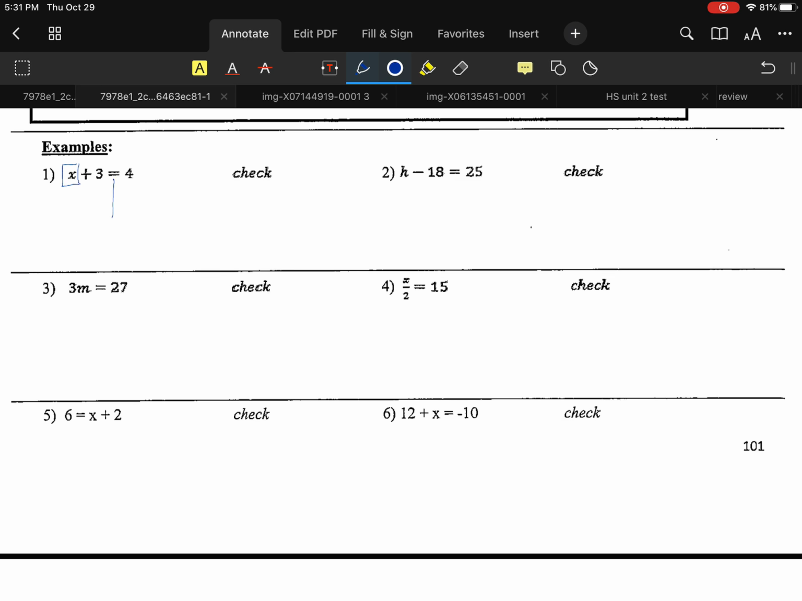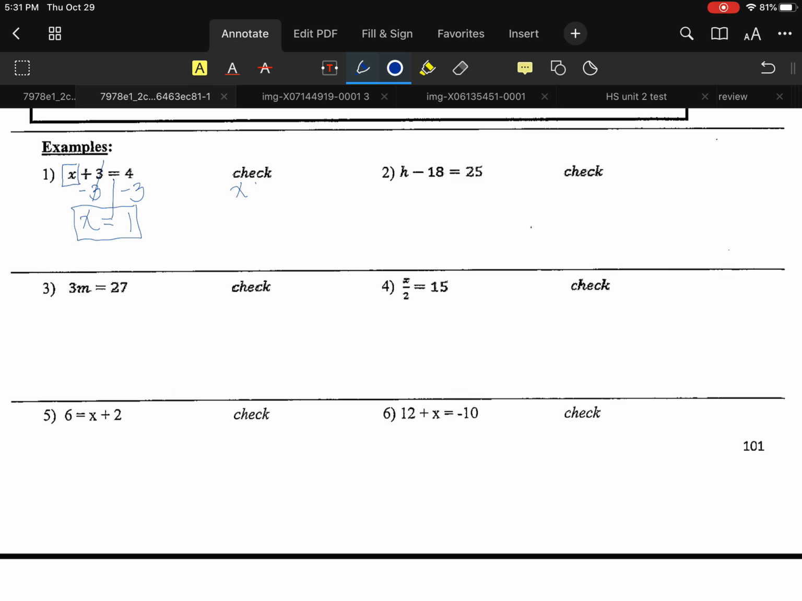So we're going to use opposite operations. The opposite of adding 3 is to subtract 3. In order to do that and keep it balanced, whatever you do to the left side, you need to do to the right side under the 4. 3 minus 3 is 0. That's why I crossed it out. And now x is isolated. It's by itself. 4 take away 3 is 1. So in order for this equation to work, x would have to be equal to 1.